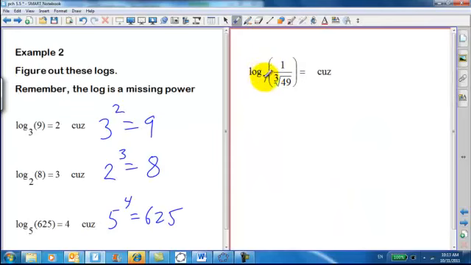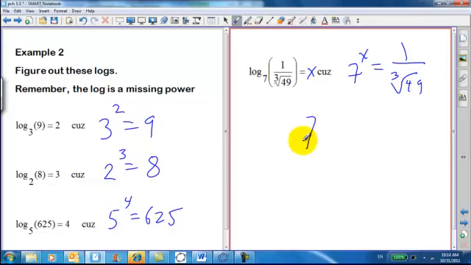Now, this one gets a little tricky. Log base 7 of 1 over the cube root of 49. It's kind of hard to see this, so you can just start off by saying it equals x, and then say that's because 7 to the x equals 1 over the cube root of 49. And now try and rewrite both sides as powers of the same base.